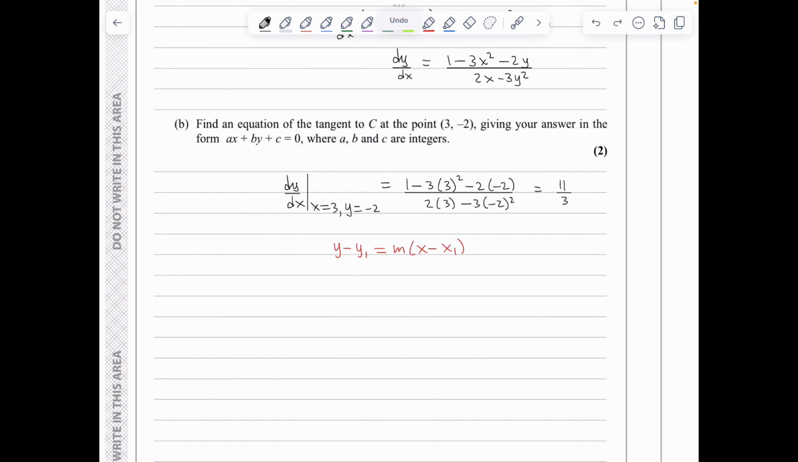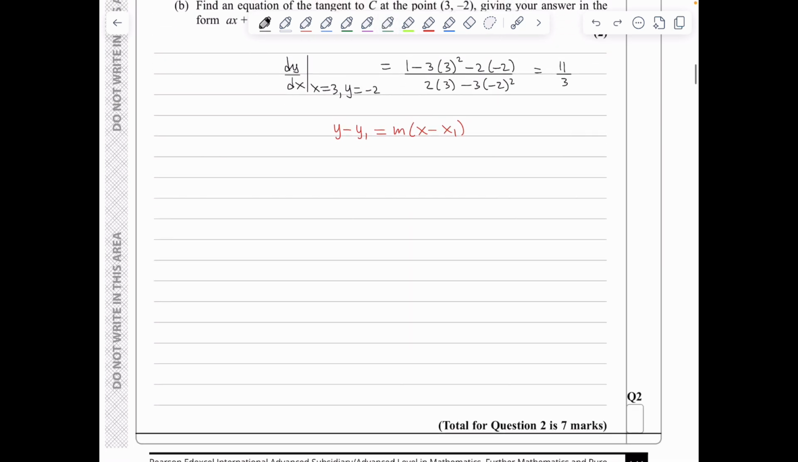And then using y - y1 = m(x - x1), we arrive at y - (-2) = 11/3 times (x - 3). So on the left hand side we've got y + 2, and we've got this being equal to 11/3 times (x - 3). I will cross multiply to get 3y + 6 = 11x - 33. And if I collect everything on the left hand side, we arrive at 3y - 11x + 39 = 0.